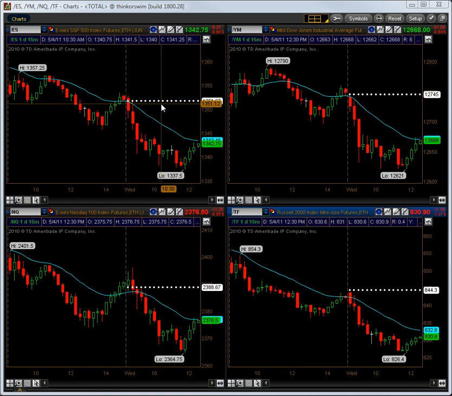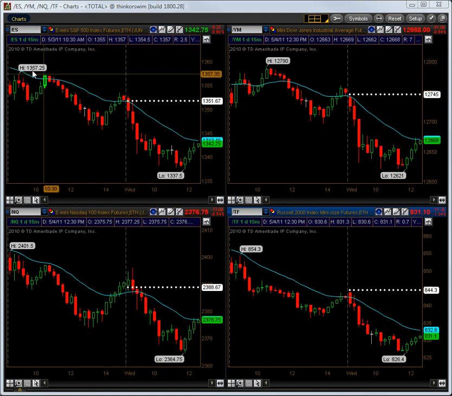Now, what is the pivot level exactly? The pivots are calculated by the prior day's high, low, and close, and these levels are commonly used in the trading pits as reference points, support and resistance levels. Now, I don't get too crazy with the pivots. I don't necessarily base trades specifically off the levels, but I like to know whether or not we're trading above or below the pivot for the day.